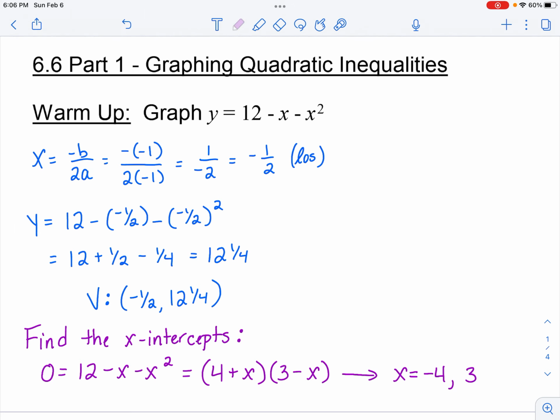So that means if I go ahead and make a table of values with x and y, I'm going to have my vertex, negative 1/4. And 12, sorry, I'm going to fix that. That's negative 1/2, not negative 1/4. My sincerest apologies. There we go. And then I'm going to have x is negative 4. The y value will be 0 because it's an x-intercept. And then the reflection point is 3, also with a y value of 0.